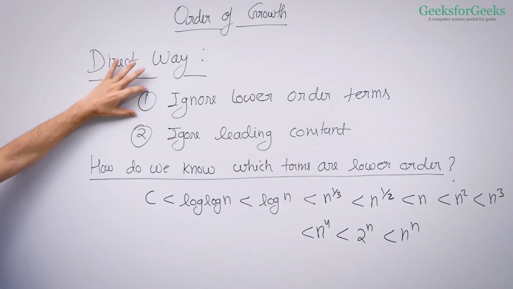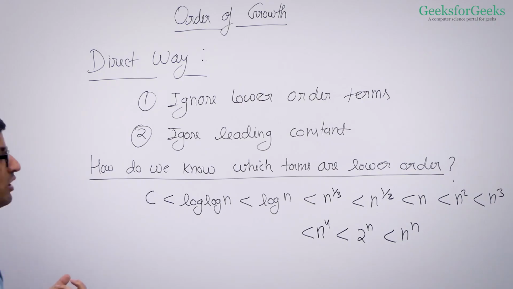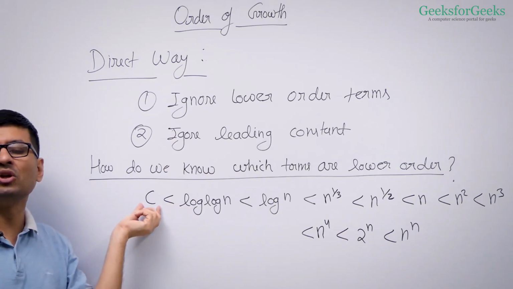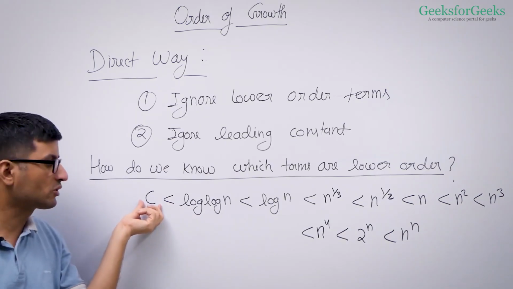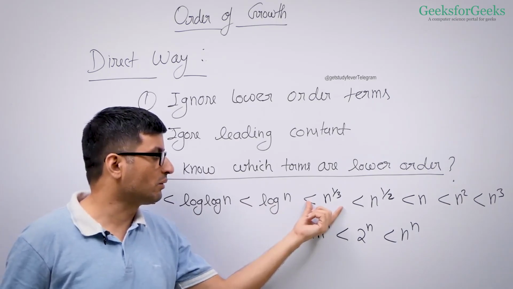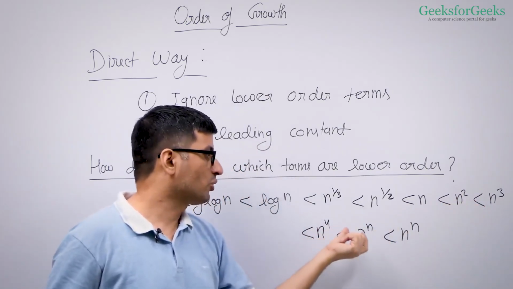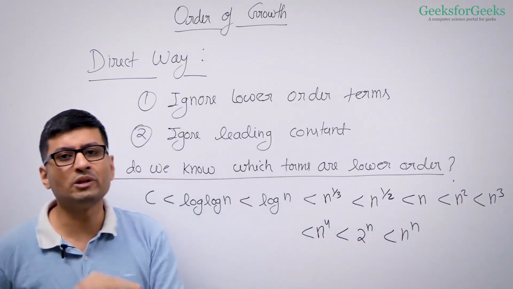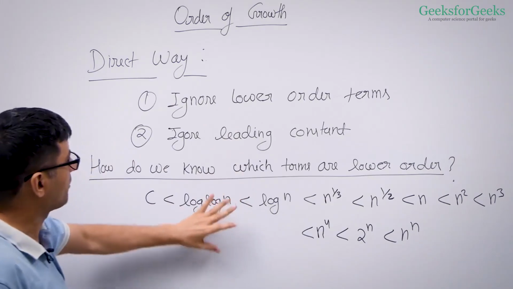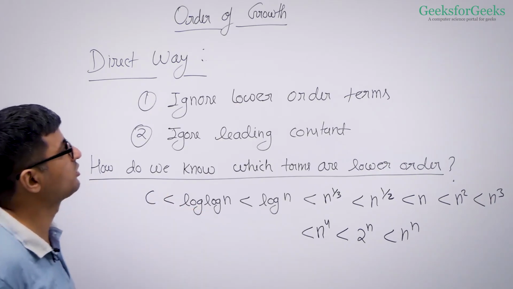Given a function, we ignore the lower order terms, we ignore the leading constants. Now, how do we decide which terms are lower order terms? We must remember that constant is the lowest growing thing. It never actually grows, it remains constant. Log n grows faster than constant, then n raised to the power 1 by 3, then n raised to the power half, then n square, n cube, n4, 2 raised to the power n, n raised to the power n. These are the commonly seen terms in algorithms. Now we talked about ignoring lower order terms and leading constants, and how do we decide which one is lower? Let's do some examples.